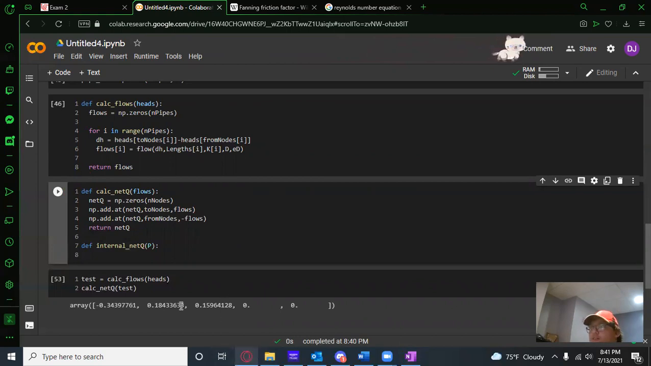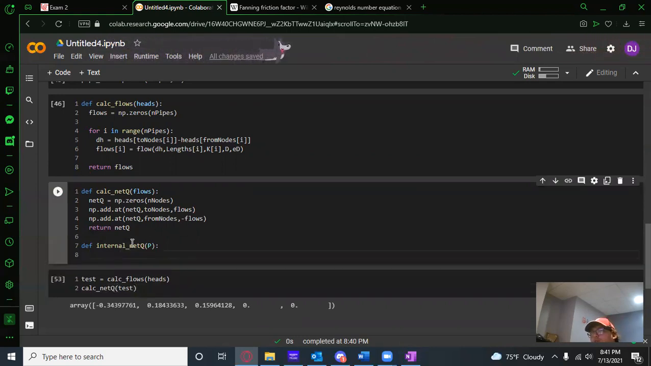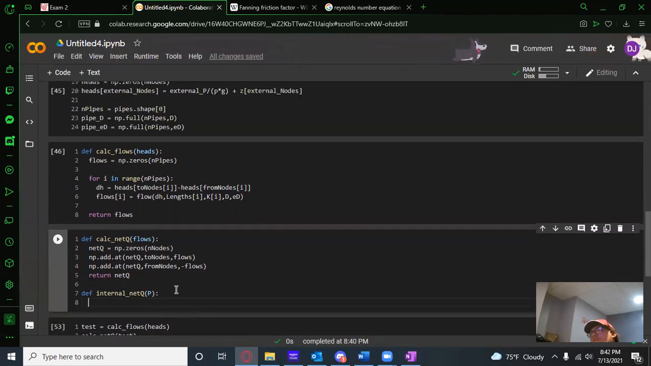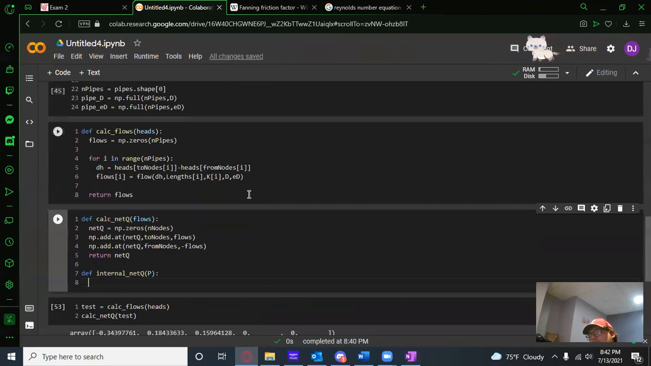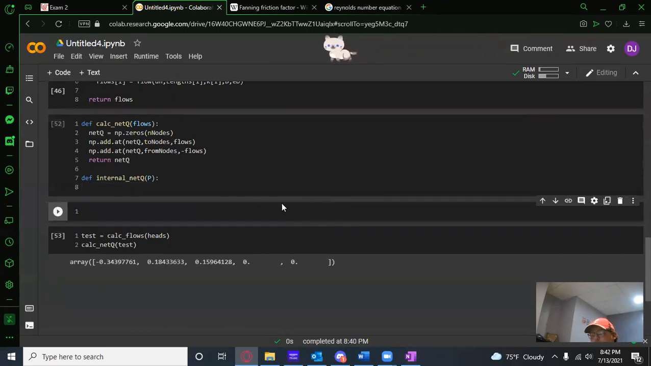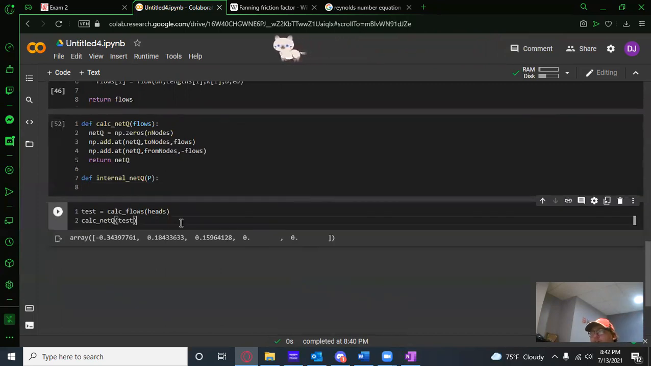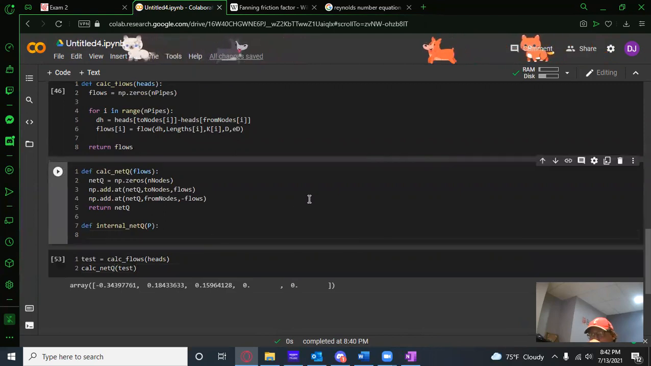All right, sorry about that. So what we're going to be doing now is the internal net Q at a specific pressure. This is where we're going to be using our roots, because this is the function we're going to be using. If you noticed, there is flow going into these other nodes. It doesn't just stop. So we need to update our head values as we go.